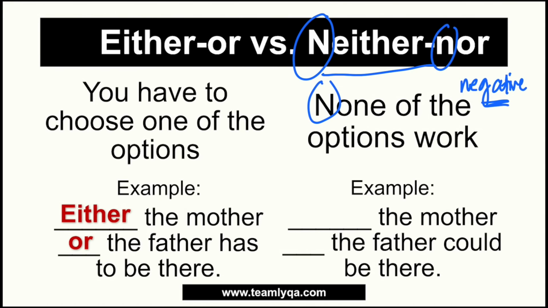So, our example would be like this. Blank the mother, blank the father could be there. So, could, ibig sabihin, wala daw doon dun sa nanay o tatay ang pwedeng makarating doon sa lugar na yon. So, kung wala nang pwedeng dumating, it would be neither and then nor. So, neither the mother nor the father could be there. Wala sa kanilang pwedeng pumunta.